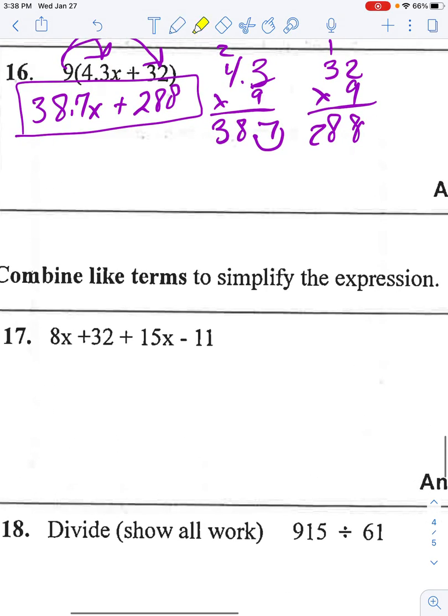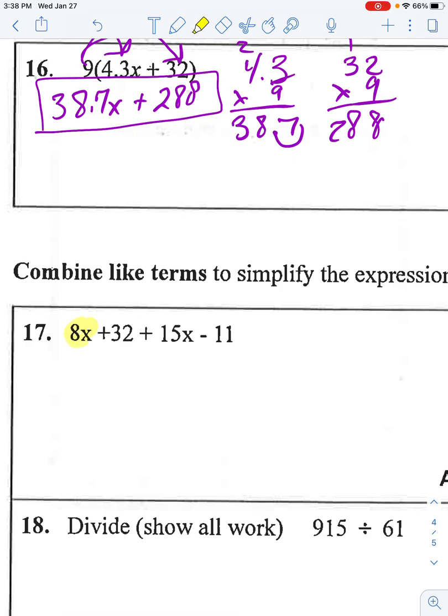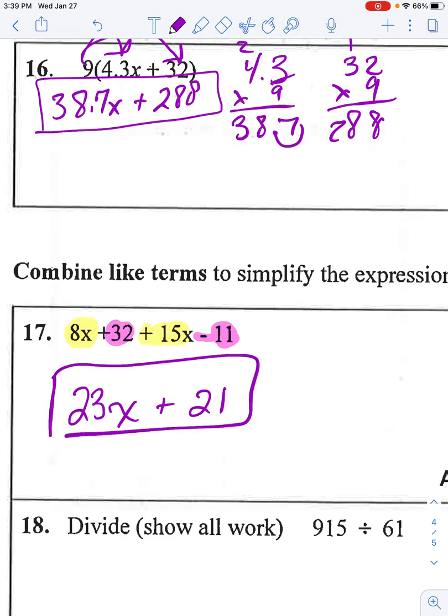The next one, combine like terms. You can combine like terms here. Here's 8x's plus 15 more x's. So 15 plus 8, that's 23 x's. And then I have 32 minus 11, which is 21.